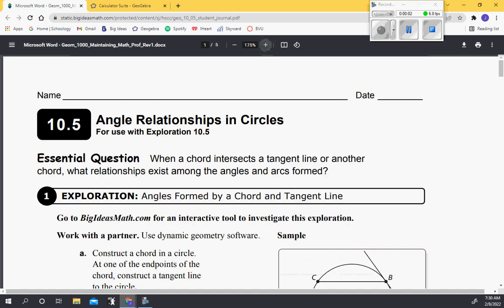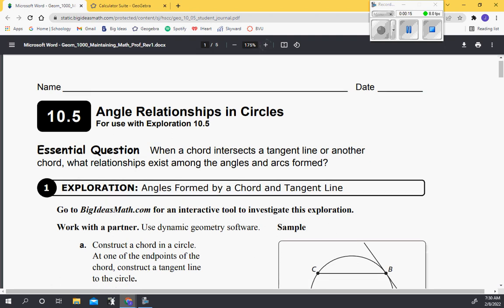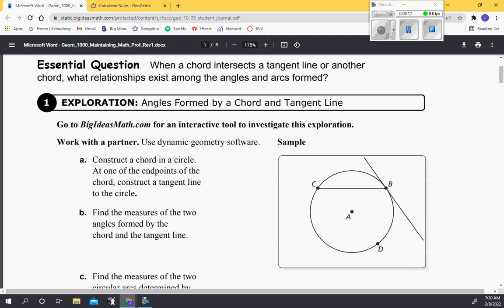All right, 10.5, angle relationships in circles. There's going to be a lot of different formulas in this lesson. So if you do your homework, please use this journal, okay? It'll help tremendously.